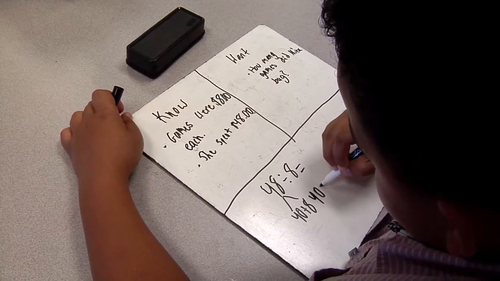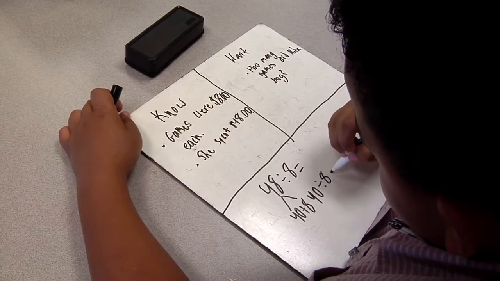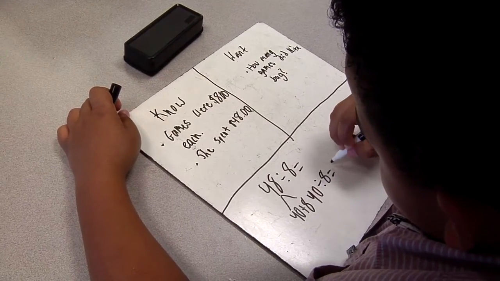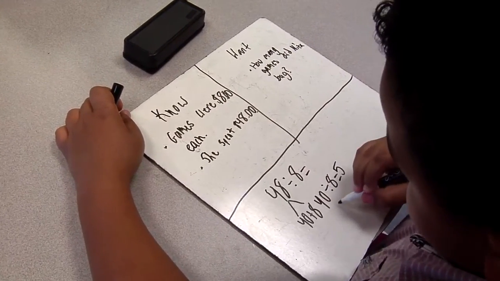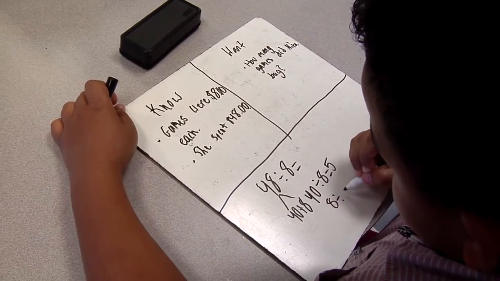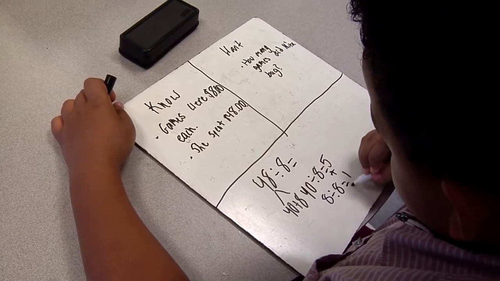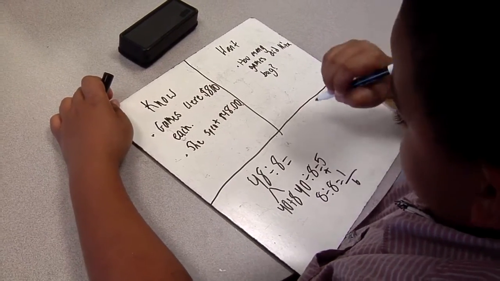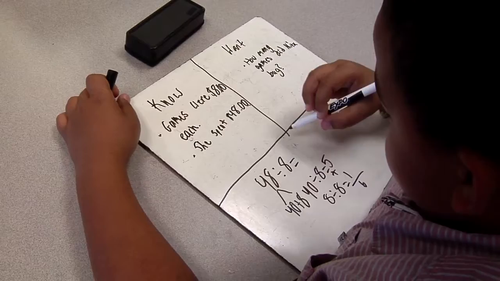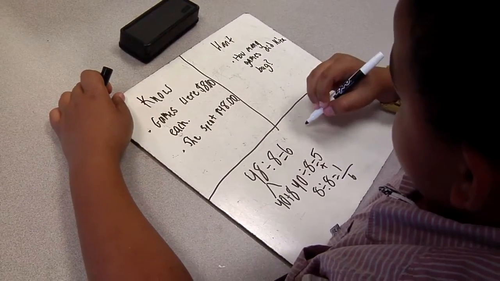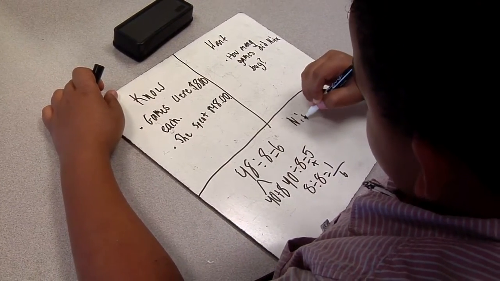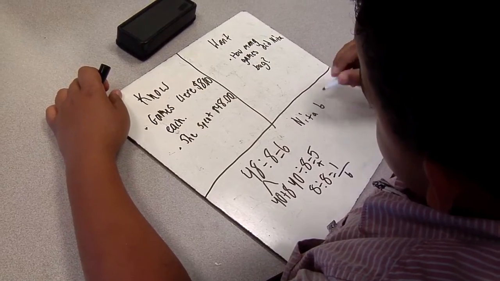So he took the 48, he decomposed the 48 into a 40 plus an 8. Then he was more able to do the division with a friendlier number. He did the 40 divided by 8 equals 5, and then the 8 divided by 8 equals 1. He added up the 5 and the 1, which gave him the 6. At that point, he was able to complete the problem, 48 divided by 8 equals 6.